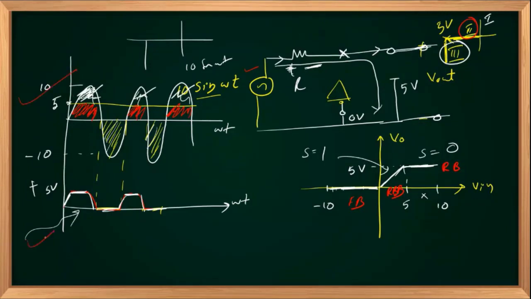Input waveform, output waveform, transfer characteristics. In the examination, they will give you the circuit and 4 transfer characteristics. You have to identify the correct one, or the other way. They will give you the transfer characteristics, and you should identify the correct circuit among the 4 given circuits, or they will give you the circuit with input waveform and 4 options as output waveforms. You have to identify the output waveform, right? So input and output waveforms, transfer characteristics, and analysis of the circuit.